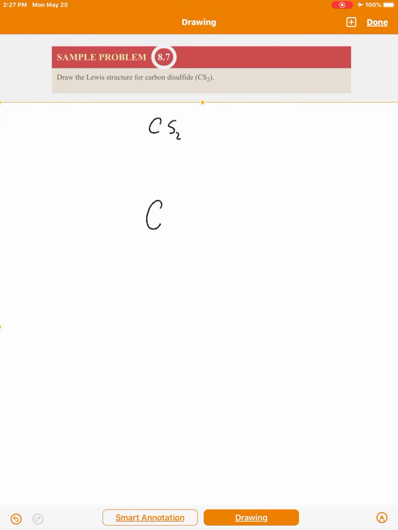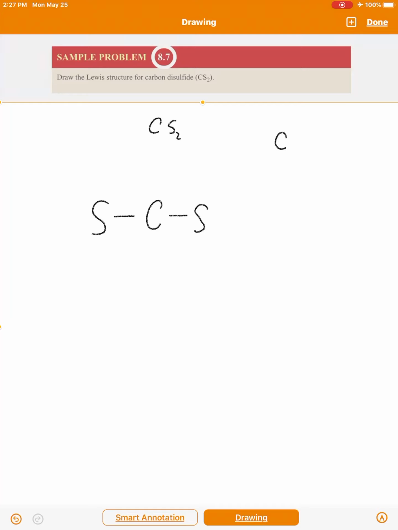We then surround it with a single bond to each of the two sulfurs. Generally, if there's two of them, you put them on opposite sides. If there's three of them, you put two on the sides, one on the top. If there's four of them, you put two on the sides and one on the top and one on the bottom, something like that. Okay? So there's CS2. Now we start counting.